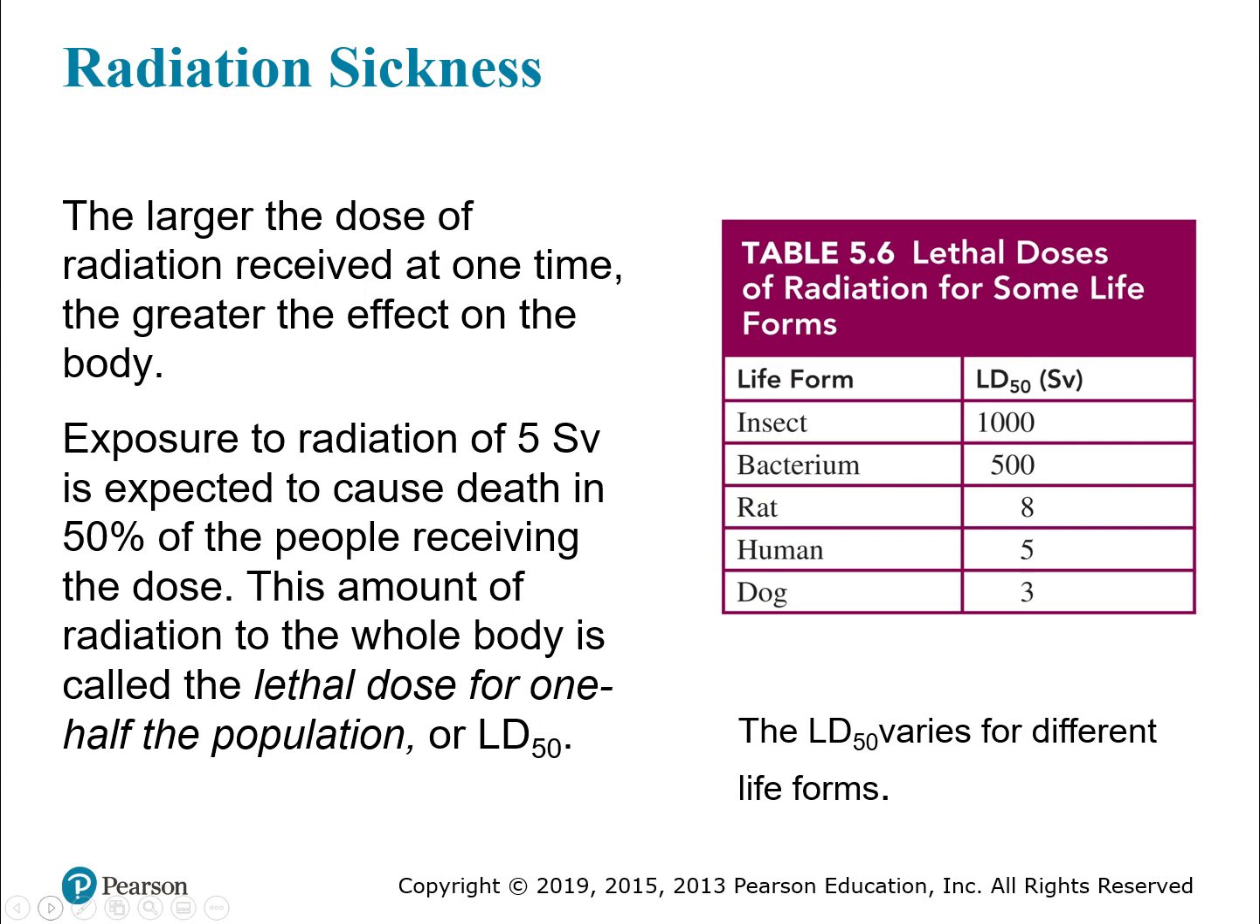But if you receive a very large dose of radiation at one time, it will have a major effect on the body, and that's called radiation sickness. And if you're exposed to a high enough level of radiation, you can actually die from radiation sickness. The amount of radiation to the whole body that, if 50% of the people receive it, is lethal for them, that's called the LD50. Okay, that's lethal dose for 1/2 of the population.